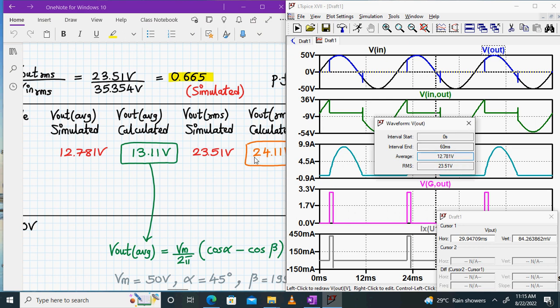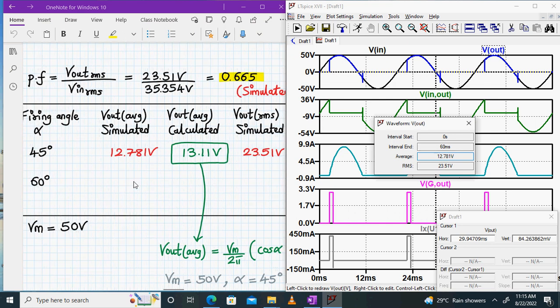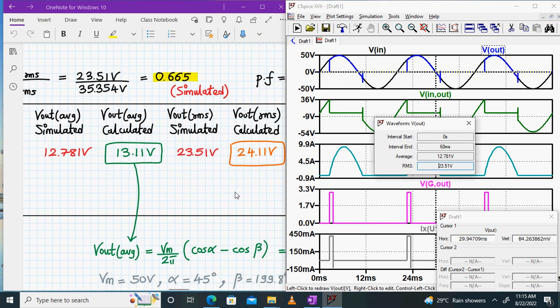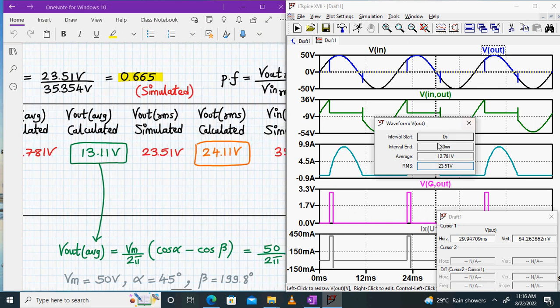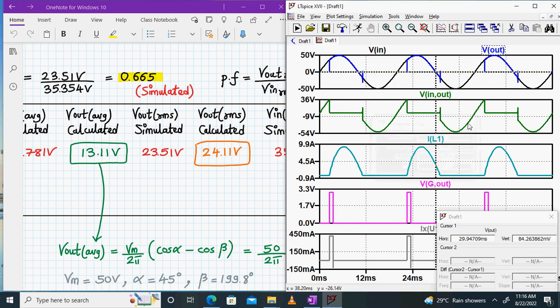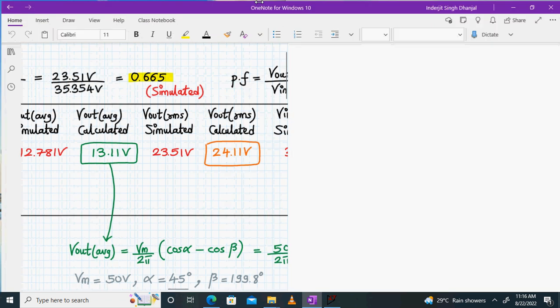The average value of this output waveform, the simulated value, is around 12.781. That is what we have written over here, right? And the RMS value is coming out to be 23.51 volts. Here also it is 23.51 volts. Okay, correct? That is how you calculate the RMS and the average value of the output waveform from simulation. Now let us close this and focus our attention on the calculation.